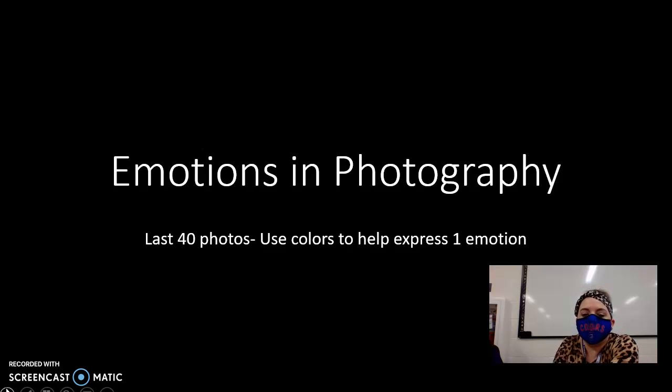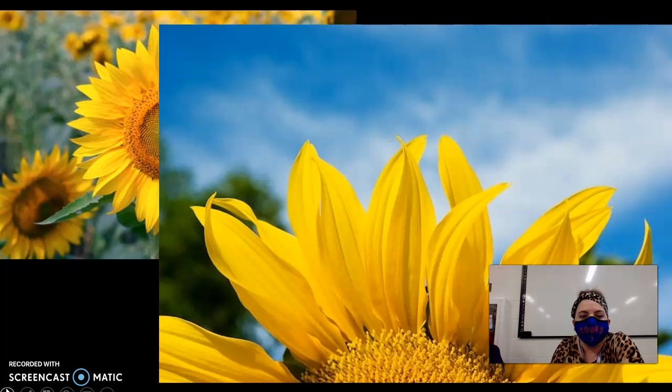So the last 40 photos, we're going to do emotions in photography. Use colors to help express one emotion. So this is supposed to be nice and animated, but it's, you know. So I would say the focus is yellow, and you could get all sorts of emotions from this. What did I say? It was happy.